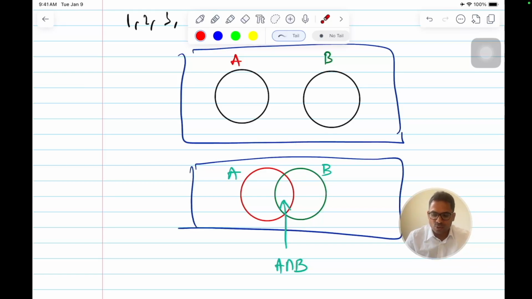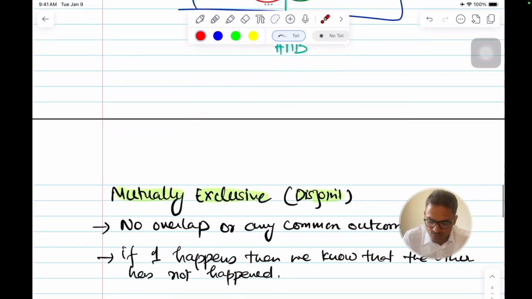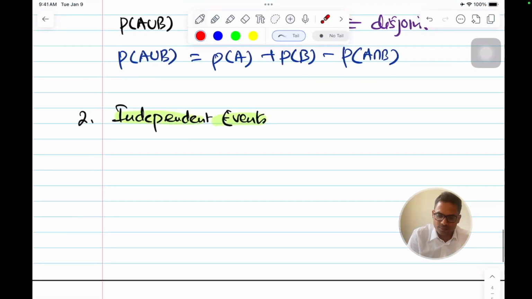So the outcome of one does not impact the outcome of the other. That is independence. And here, if I know the outcome of one, then we know the outcome of the other. That is mutual exclusion. If A has happened, then B will definitely not happen. But if the events are independent, then even if A has happened, I don't know anything about B, whether it has happened or not happened. That is independent events.